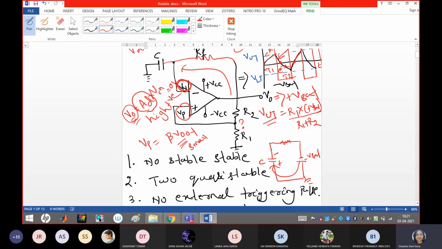up to the upper threshold voltage towards the plus V saturation. Here it is charged up to the lower threshold voltage. This is the complete time period, meaning T1 plus T2 will give rise to a complete time period, and if you capture that, after T2 only it is getting discharged to 0.